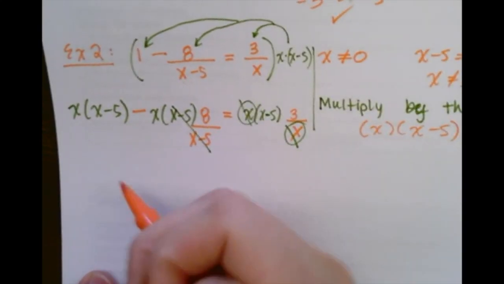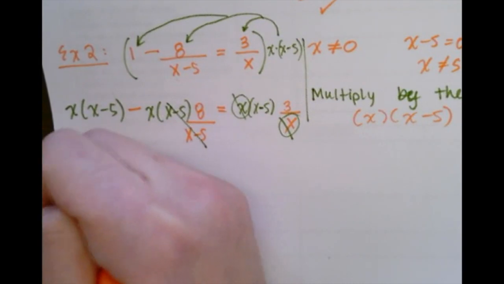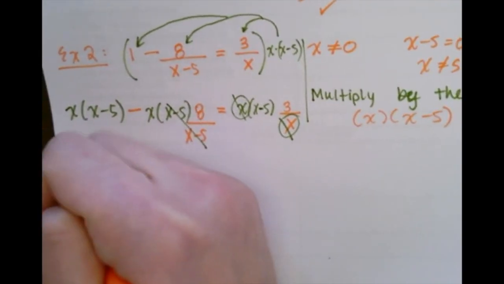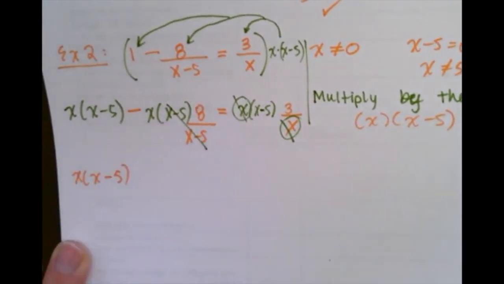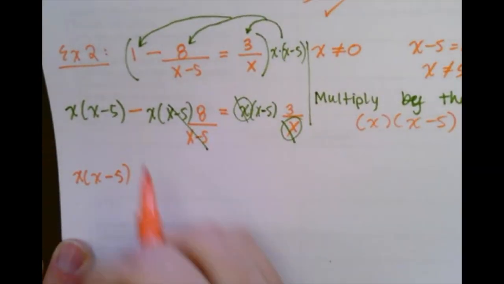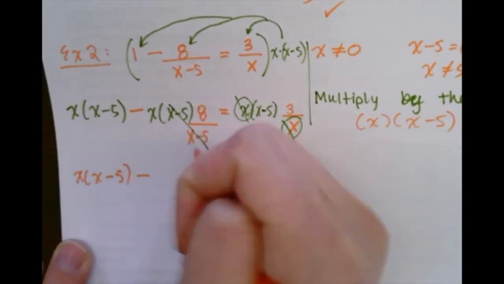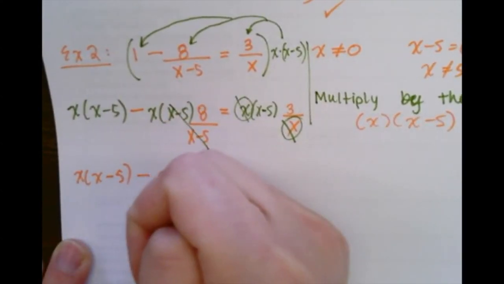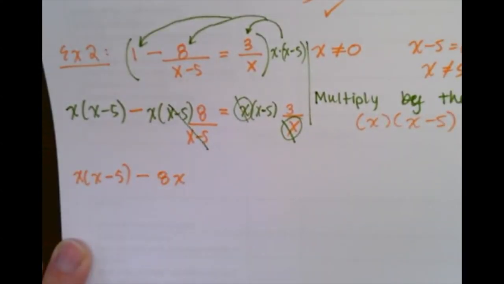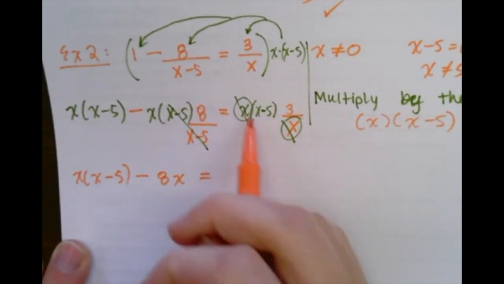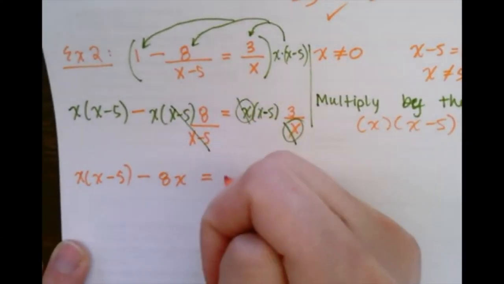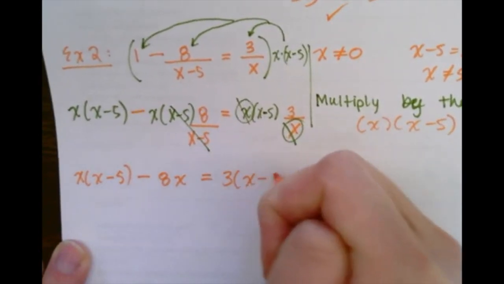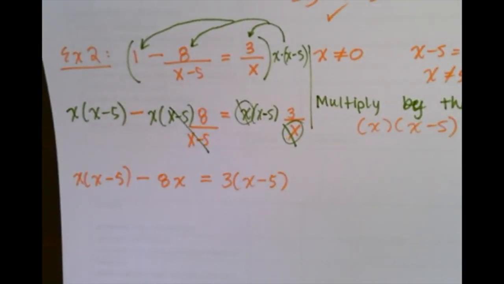So here, what are we left with? We're left with that original, this first x times x minus 5. Then I have a negative, there's an x here and an 8, so I'm just going to write that as 8x, is equal to, over here, well, I canceled out those x's, so I have a 3 and an x minus 5. And I'm just switching the order so it looks more familiar to you guys.